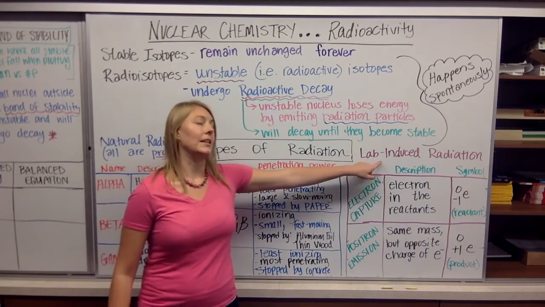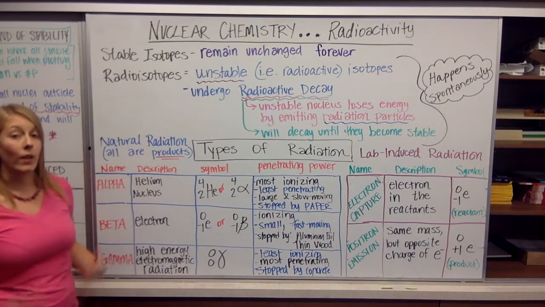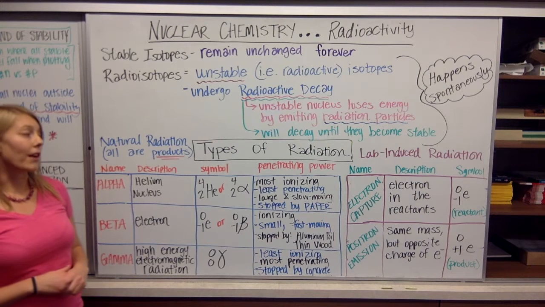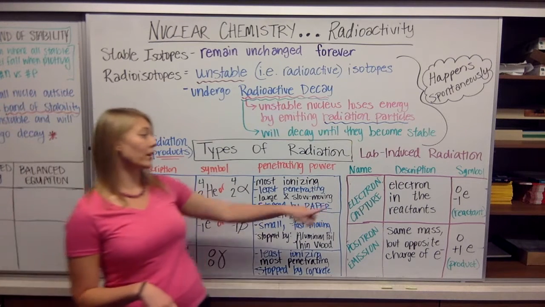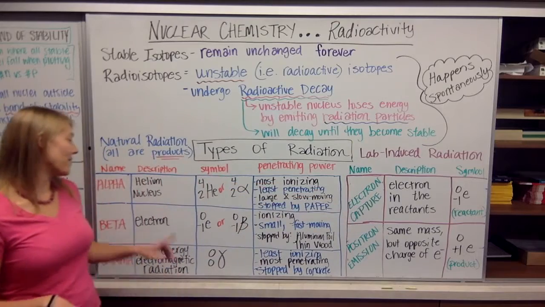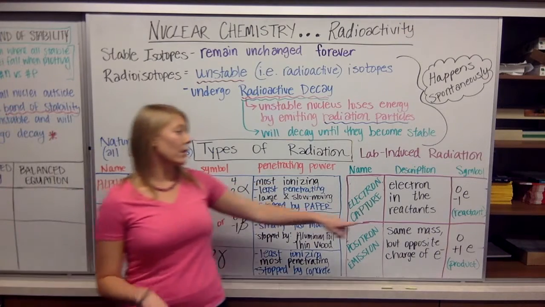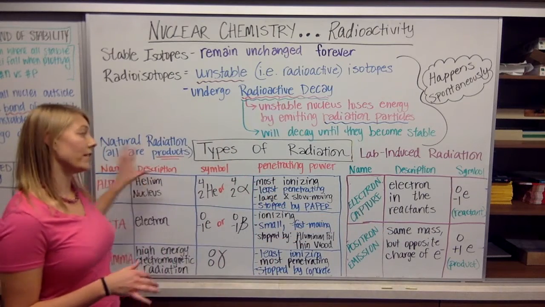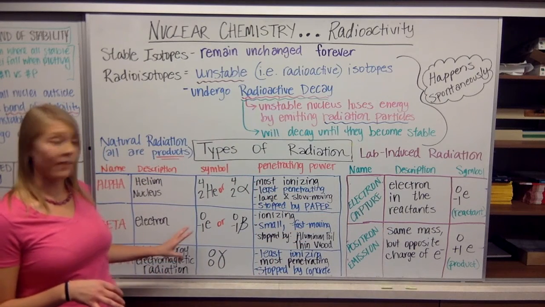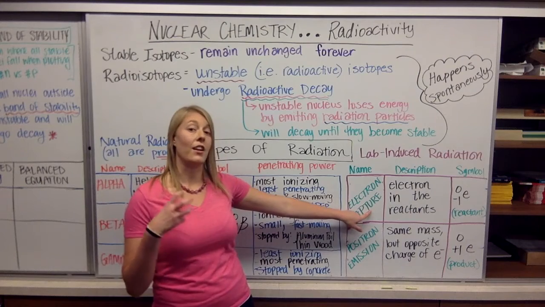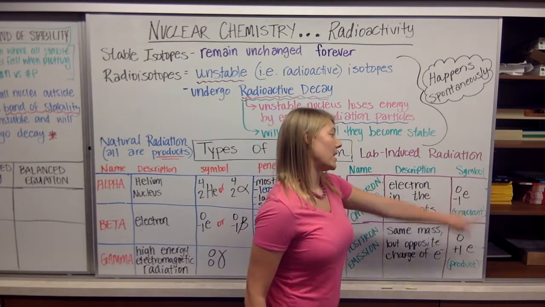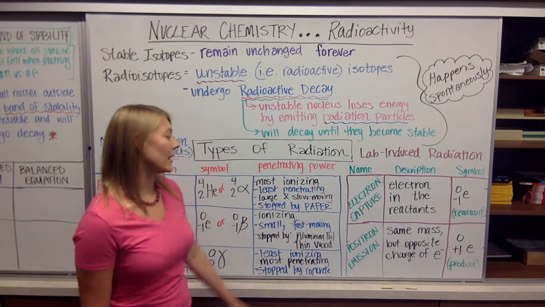We also see some lab-induced types of radiation that we can make happen in a lab. Those are electron capture and positron emission. Electron capture is the same as a beta particle, an electron. The only difference is it's in the reactants instead of the products. Remember, all of these naturally occurring ones are in the products. In electron capture, an electron is captured in the reactants. So we see 0/-1 e in the reactants.